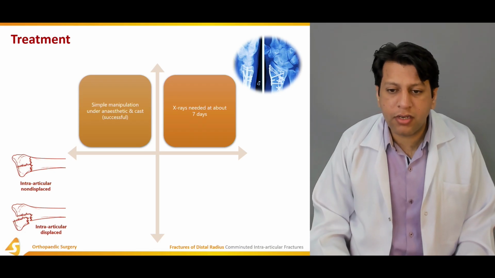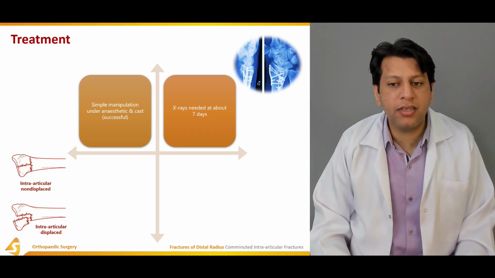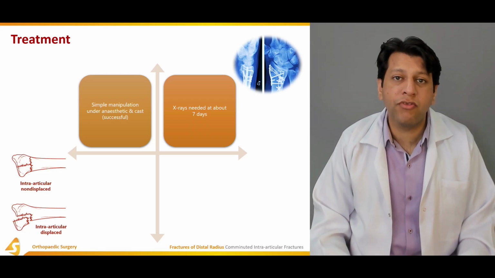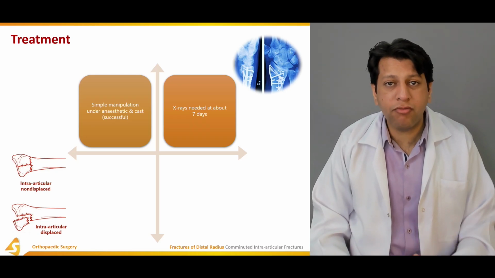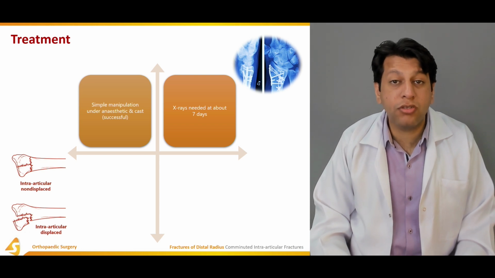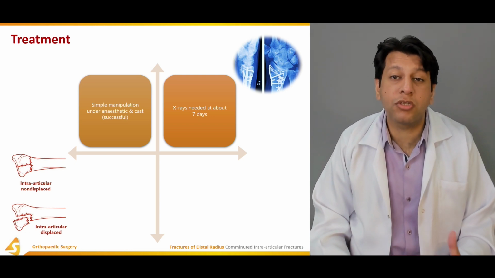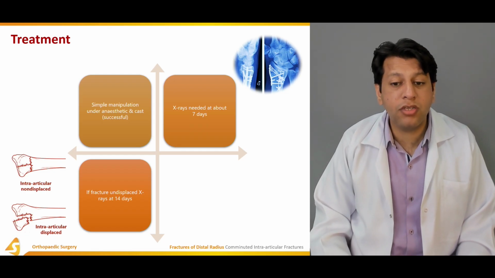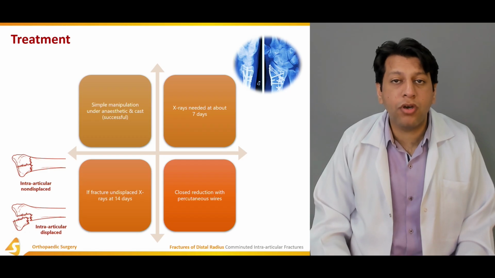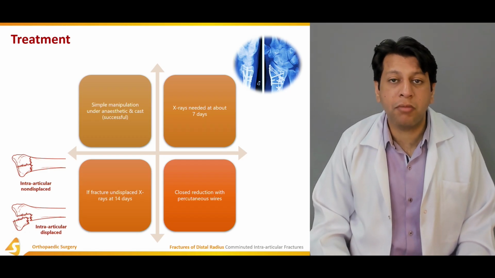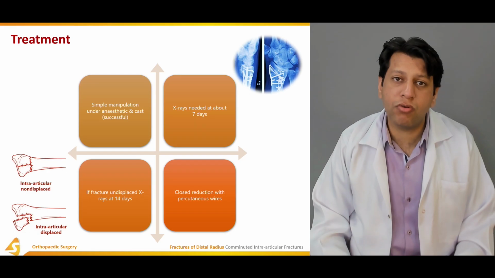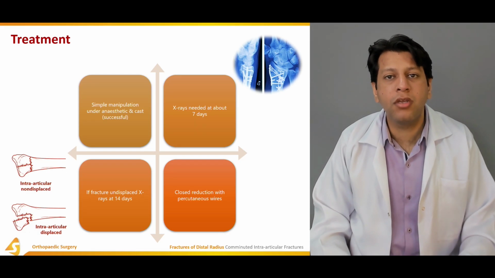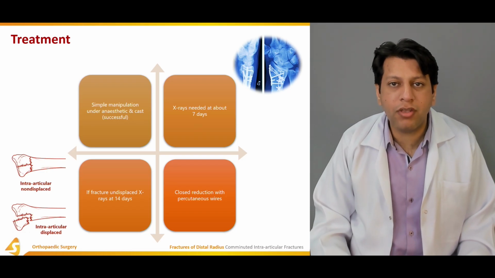X-rays are needed at about 7 days, and sometimes when the comminution is reduced under GA, we can still go for a plaster, but we have to get a repeat x-ray at 7 to 10 days just to see whether any of the fragments has got displaced or not. If the fracture is undisplaced at 14 days, we can continue this cast for a longer period of time, but if we cannot, we may have to go for either closed reduction internal fixation with K wires or probably open reduction internal fixation of the fracture fragments.